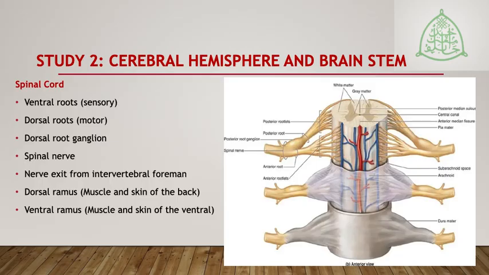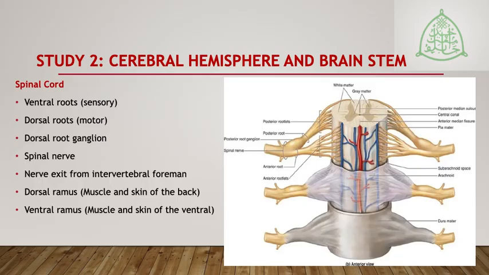And the spinal cord also has blood vessels. So it has one anterior spinal artery and two posterior spinal arteries, and then it also has two spinal veins in the anterior aspect, as well as two spinal veins in the posterior aspect.